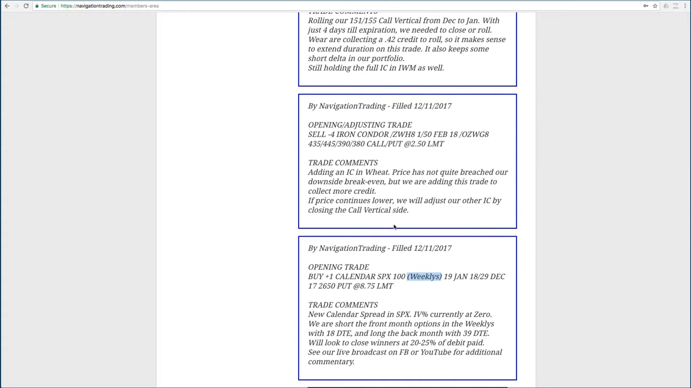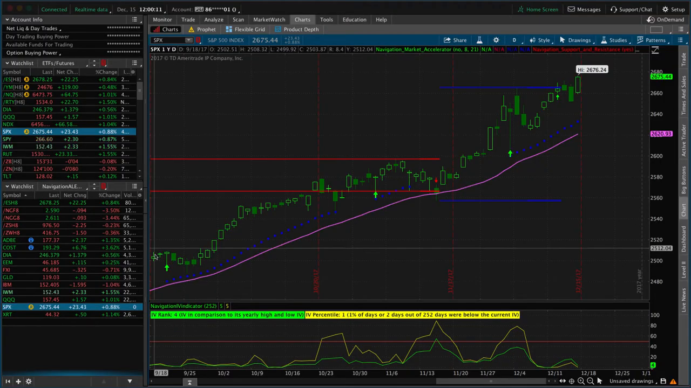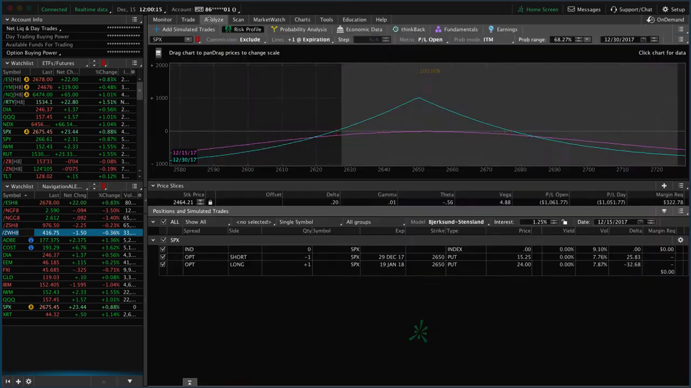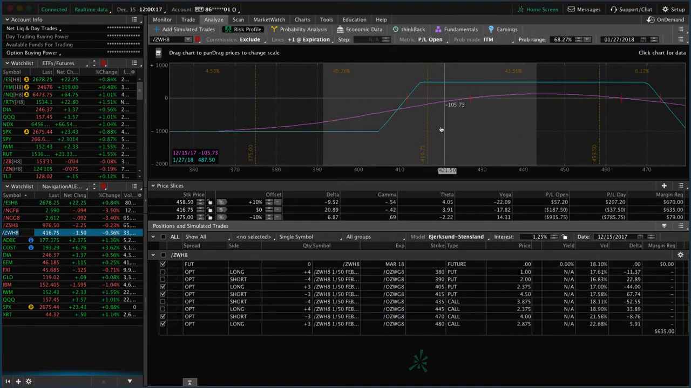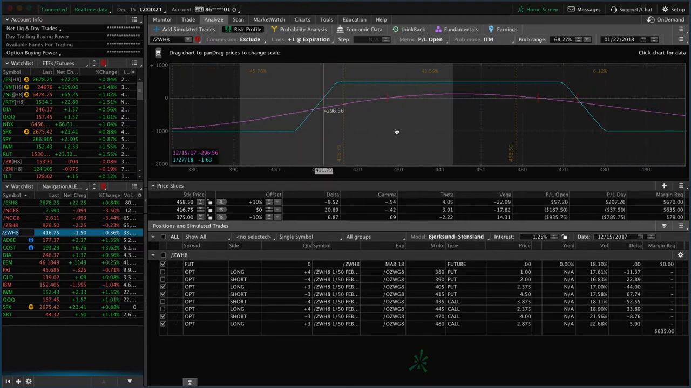Next trade was an opening adjusting trade in wheat. So we opened another iron condor to collect more credit in wheat. And if we take a look at our wheat position, you can see price has been pretty weak. So price is kind of hanging out down here on the lower end of our range on this iron condor.